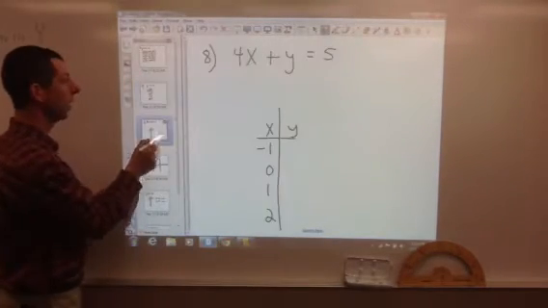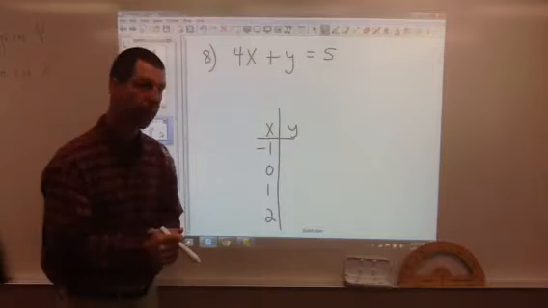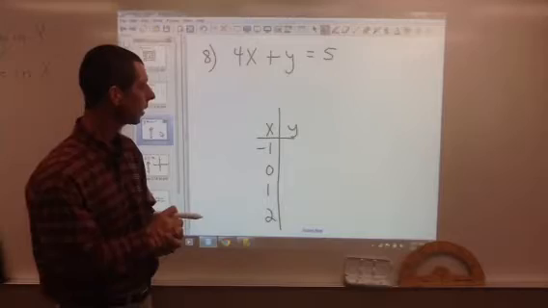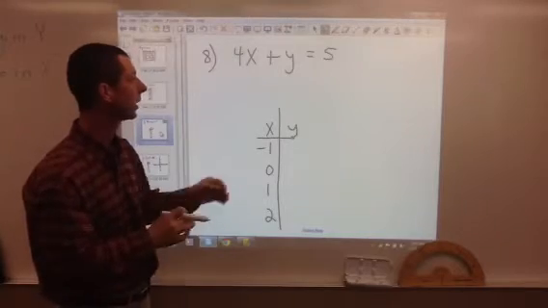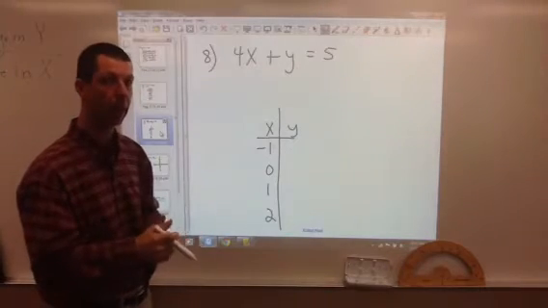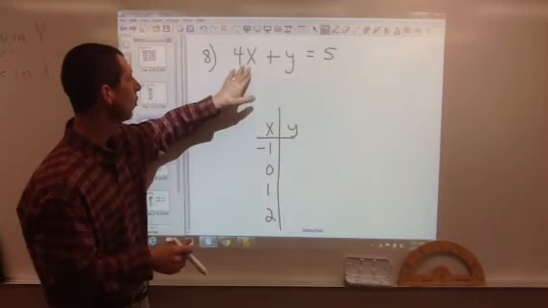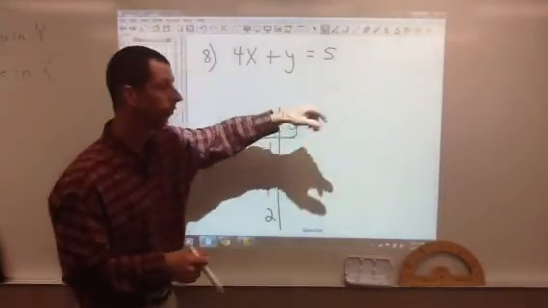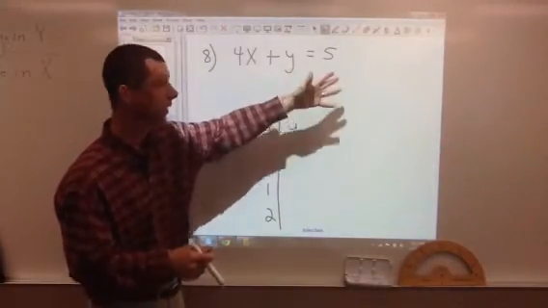Okay, let's take a look at another one. This one is a little more challenging. This is number 8. Okay. Now what makes this one a little more difficult, it's not in a y equals form. Okay, well we can write it that way, and that's what we want to do. We want to get rid of this 4x from this side, and get it over on the other side, so then this will read y equals.